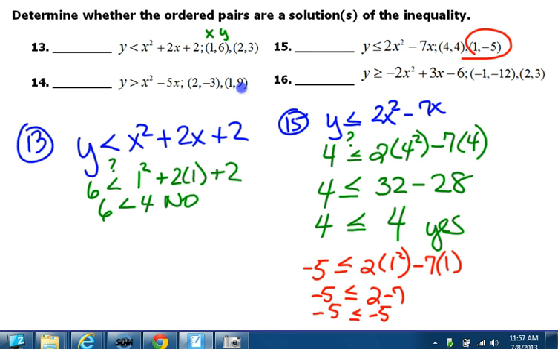Is negative 5 less than or equal to negative 5? And again, we have a yes. 2 yeses make a yes. 1 no makes a no. Okay? So that's just how you do those examples.